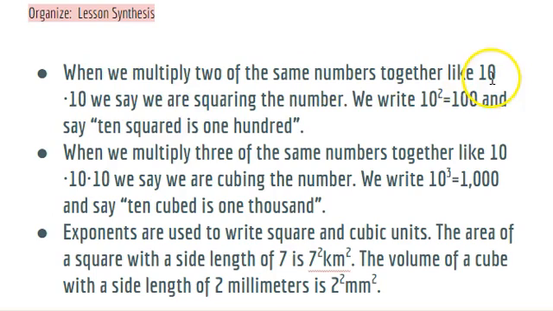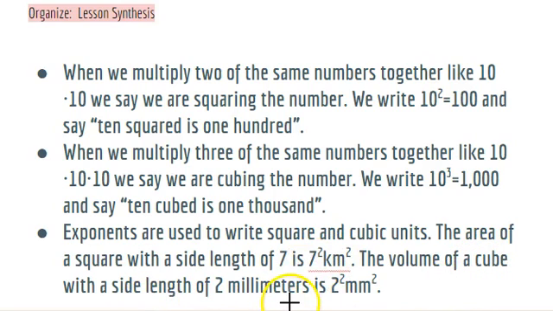So when we multiply two numbers like 10 times 10, we can say that we're squaring them. So if we write 10 to the second power equals 100, we could say 10 squared is 100. When we do three numbers, that's called cubing. 10 to the third power, or 10 cubed, would equal 1,000. Exponents are also used for writing the square units. So if we talk about the area of a square with a side length of 7, you could say it as 7 squared square kilometers. Well, 7 squared would be, I hope you know, 49, and then 49 would be a perfect square, wouldn't it?